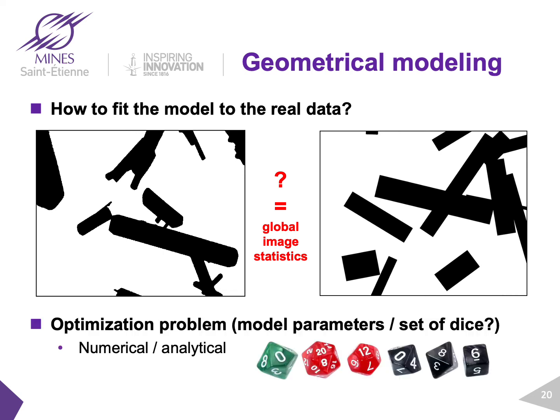And for doing that, it's an optimization problem, because if we would like to fit the model to the real data, we have to find the optimal parameters, and so find what the probability distribution behind is, or in other words, what set of dice I have used. For some specific models, you have an analytical expression where you are able to directly find the optimal parameters, but generally we need numerical optimization to find these model parameters.